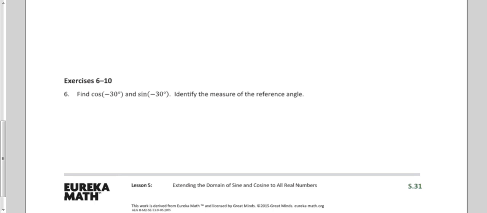Okay, we are recording. So now, we're going to find the cosine and the sine of a negative angle.